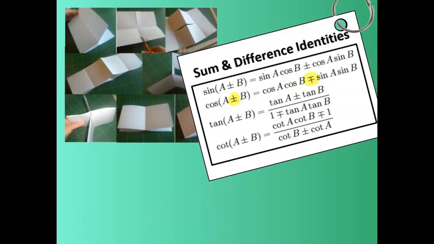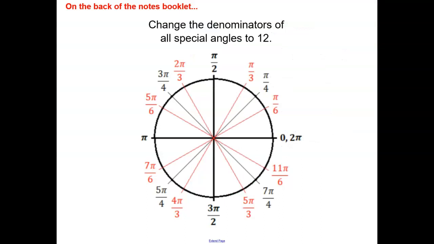So if you turn to the back of your notes booklet, before we get started using these identities, we're going to take a second here and work our way around the unit circle in radians, changing all the denominators to 12. Instead of 3, 4, 6s, 2s, 12 would be a common denominator for all these angles, which will make it much easier as we're evaluating these problems in the examples that follow.